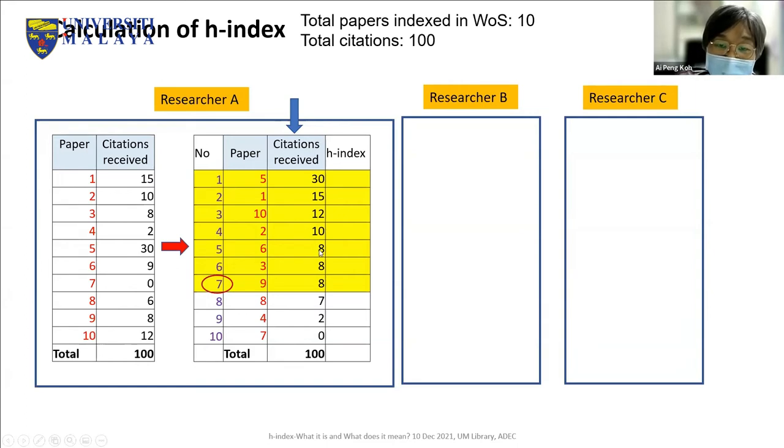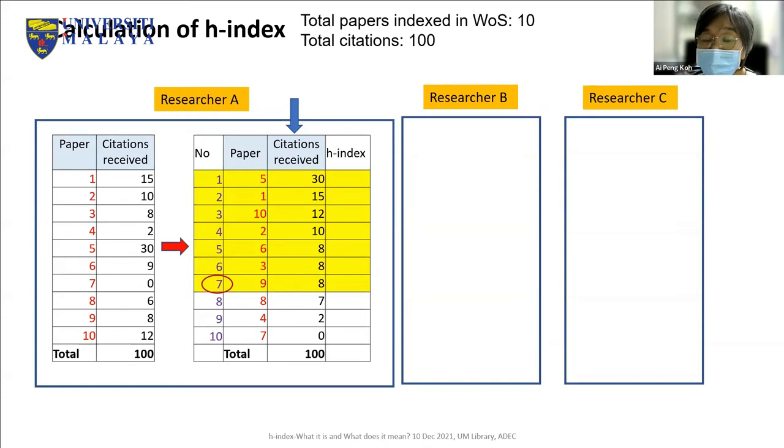The table again. Now 8, is it more than 5? Yes, of course. This is just simple mathematics, okay? 8 more than 6? Yes, correct. 8 more than 7? Yes, correct. 7, is it more than 8? No. So what do you have to do? You have to go back to the row above, and paper number 7 is your H index. You get what I mean?